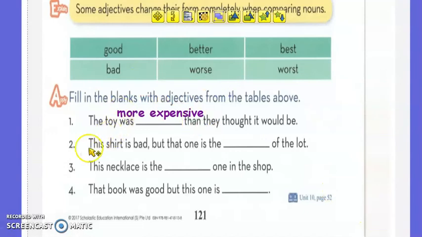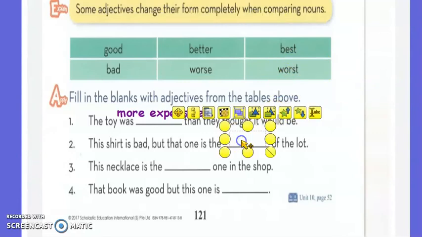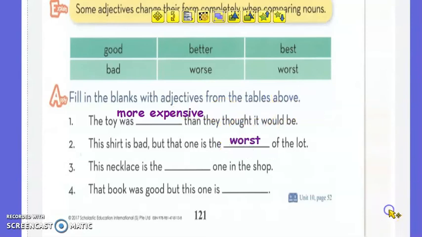This shirt is bad, but that one is the blank of the lot. Here we have the. So the form here is superlative. And the adjective is bad. So what is the superlative form of the adjective bad? Excellent. Worst. So the worst. We said that bad is an exception, we don't add ER or EST, it changes completely.